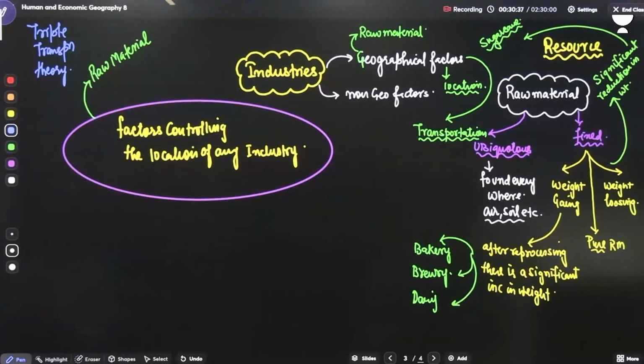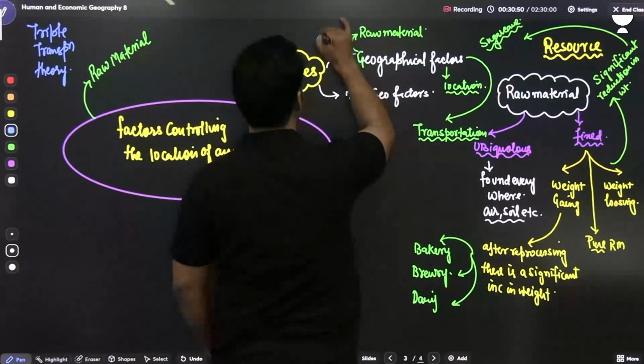So all those areas where there is good networking of all the means of transportation, those areas will be good for industrialization, because it is not only transportation of the finished product, the matter is also of the transportation of raw material. After that, we have another part called labor.